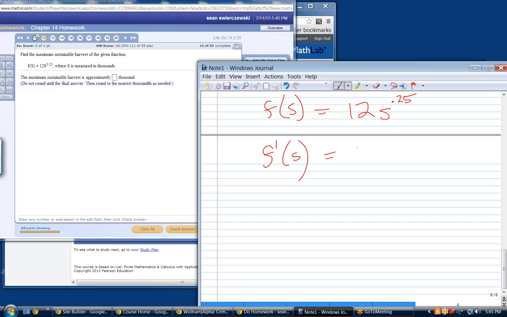So it's technically 12s to the 1/4. Right. So the derivative is going to be 3s to the minus 3/4. Problem is there's no value of s that makes that equal to 0. But what is this? This is 3 divided by s to the 3/4. Well, 0 makes it undefined.